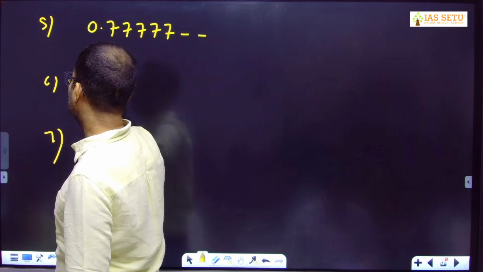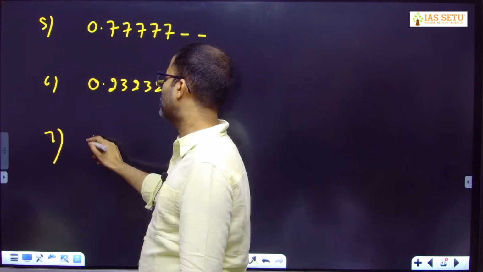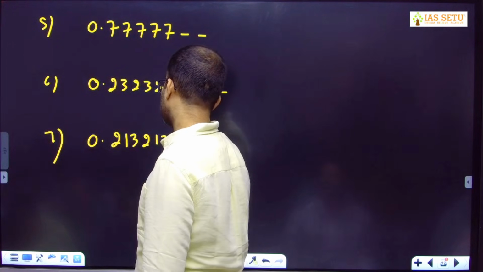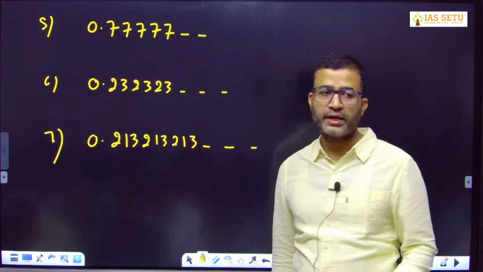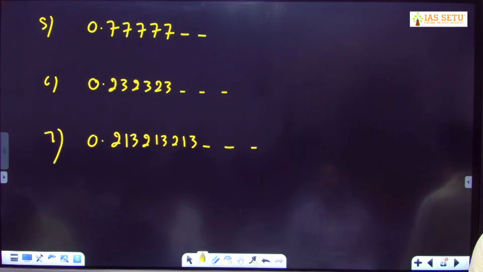0.77777, 0.232323, 0.213213213. Take your time, keep the answer with yourself, convert these recurring decimals into fractions.